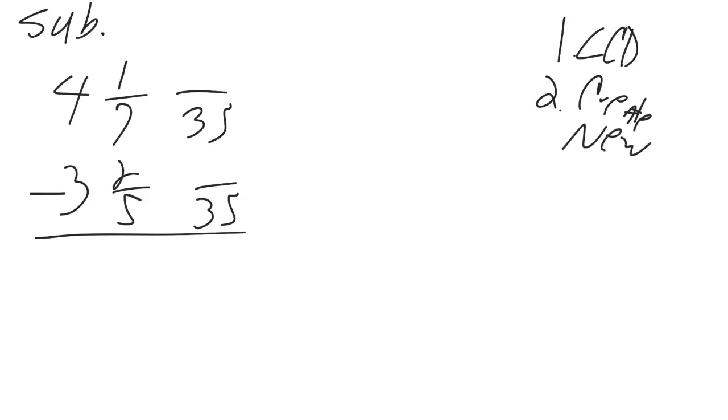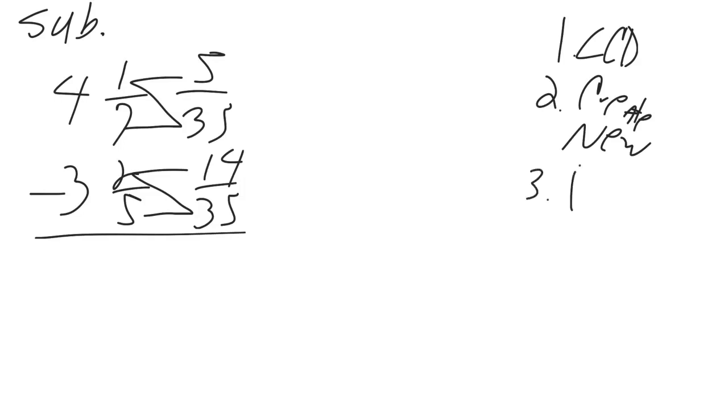I'm just going to call it create new. And 5 goes into 35 7 times. 7 times 2 is 14. 7 goes into 35 5 times. 5 times 1 is 5. So now we've done our 2 steps. We found our lowest common denominator. We've created our new fraction.